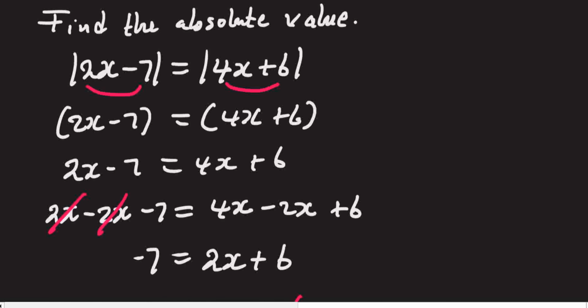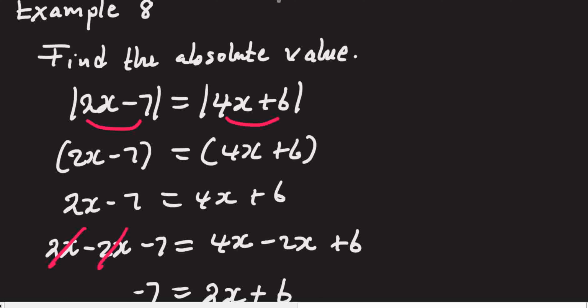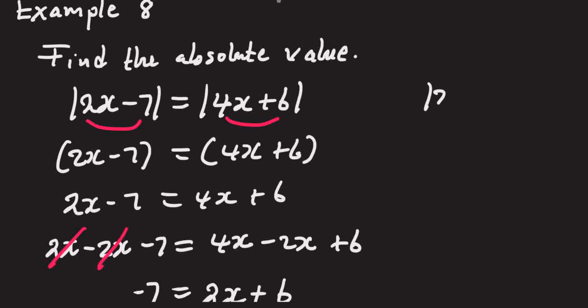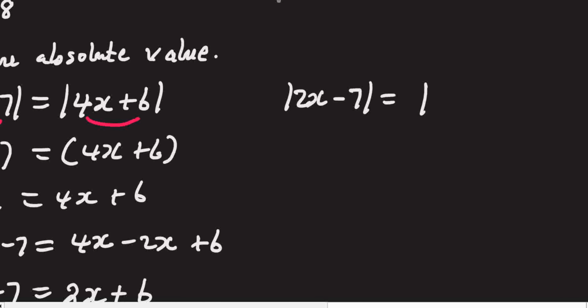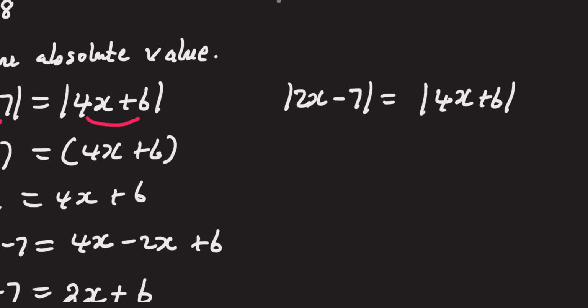Also, let's look at it from the other perspective. The absolute value of 2x minus 7 is equal to the absolute value of 4x plus 6. So now you have to place a negative sign on one of them. Just place a negative sign here, and don't place a negative sign on both sides. Just place it on one side.